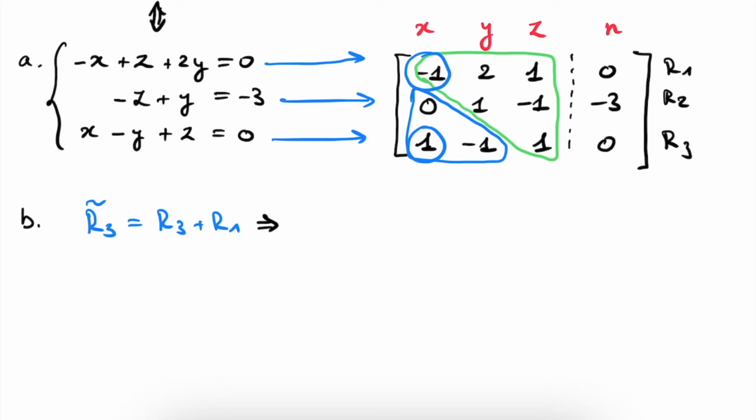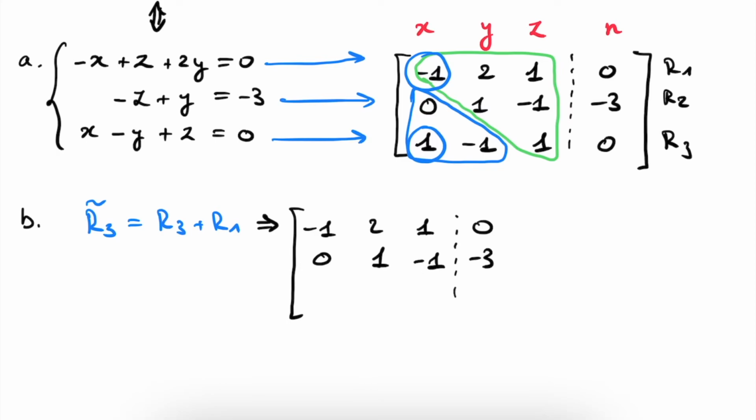Let's see what the resulting matrix is of this row operation. The first row simply remains the same because we do not change it in any way or form. The same goes for the second row. We can simply copy it because we don't do any operations on it.